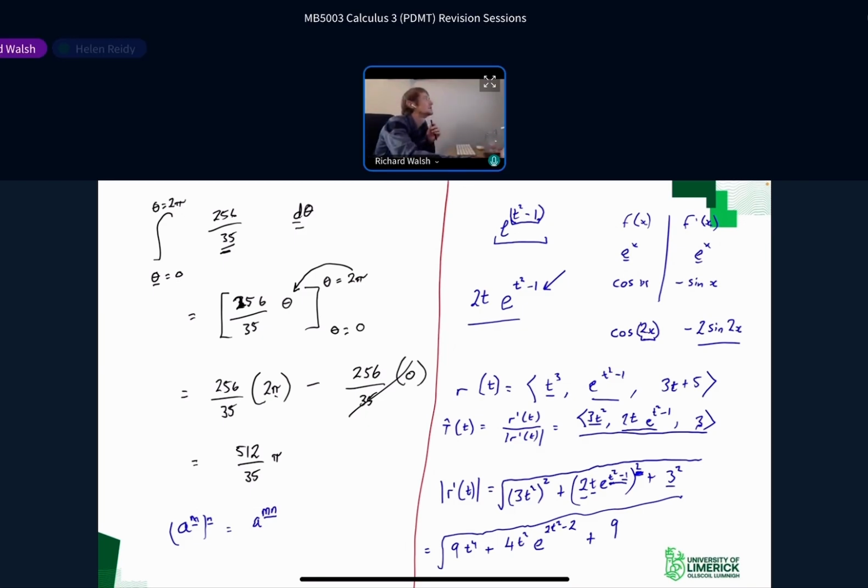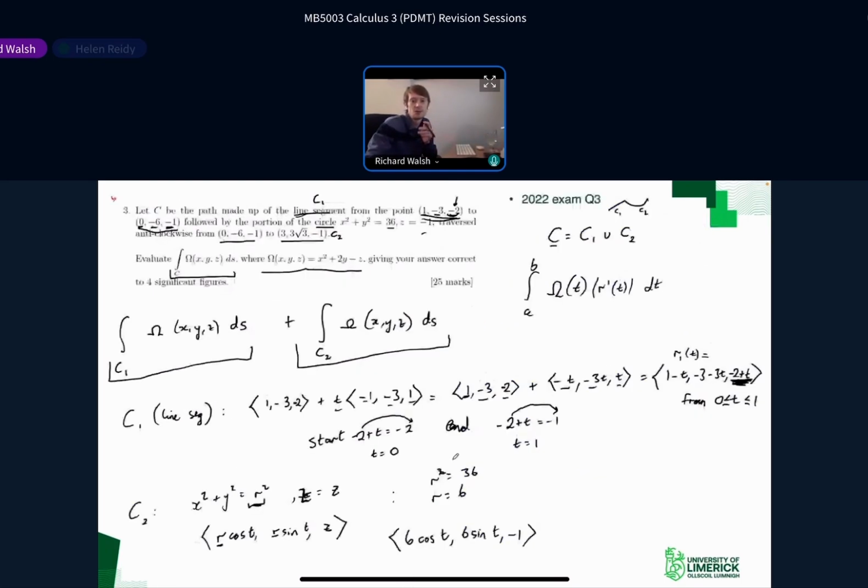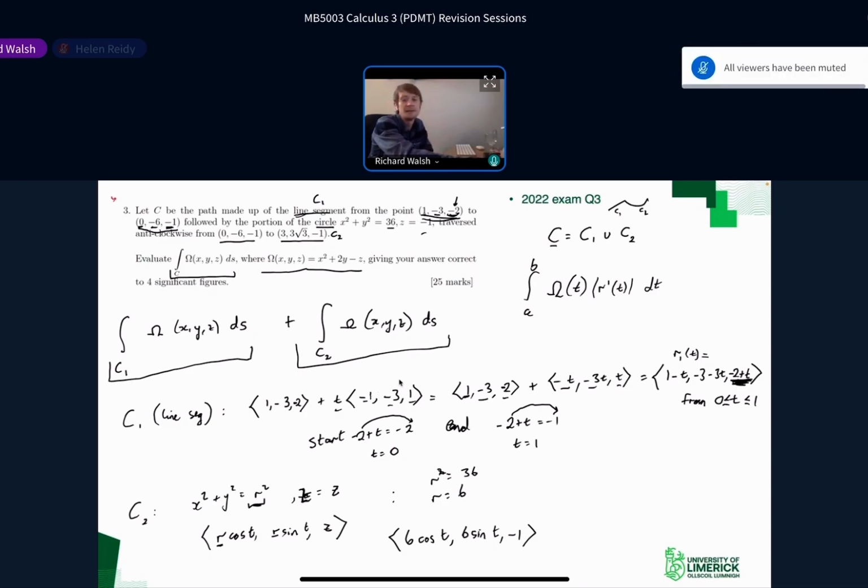No worries. Okay, so we started yesterday on question 3, and we parameterized the two parts of the path. So we had a line segment. We covered that already in the 2021 paper. We had a line segment, so we wrote that in vector form and gave the t values for the start and end points of it. Then we had the second part of the path, which was a circle.